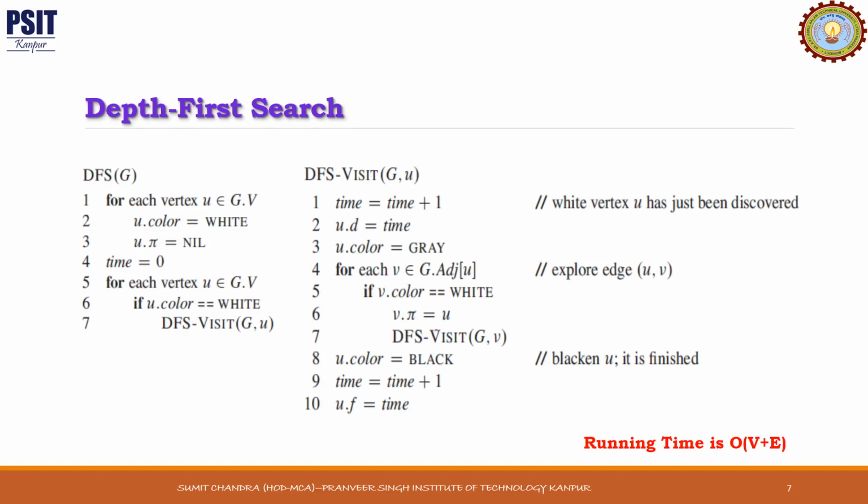Then we are scanning the complete adjacency list of U. So when the complete adjacency list of U has been explored, then U's color is black, and we allocate a finish time by incrementing time by 1. So this is the complete algorithm. Running time is order of V plus E.